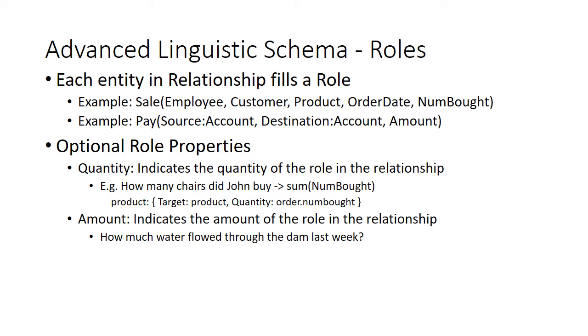There's also an amount role property, used to indicate how much of an entity, as opposed to how many, participates in the relationship. This would be used to enable questions such as, how much water flowed through the dam last week?